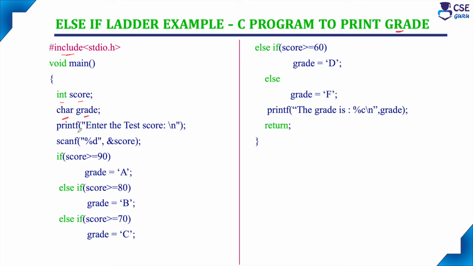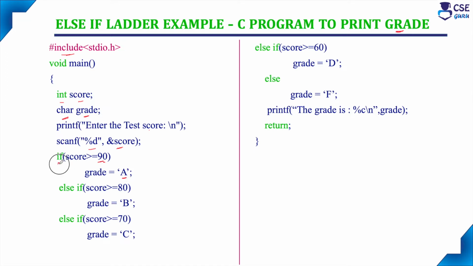Then print the message, enter the test score. So the user needs to enter the test score. Using the scanf statement, accept the score value and store it in the memory location. Then using the if statement, check if score is greater than or equal to 90. So if the secured score is greater than or equal to 90 means grade is A. It will print A grade.